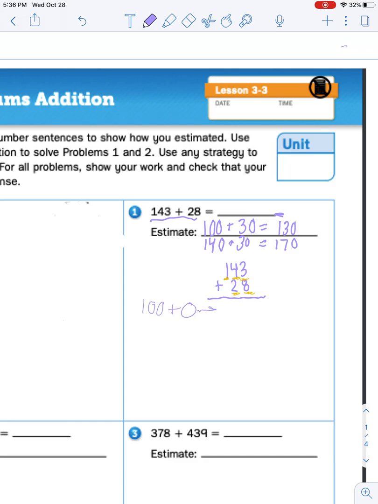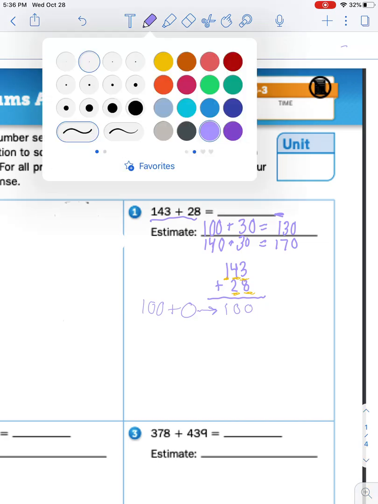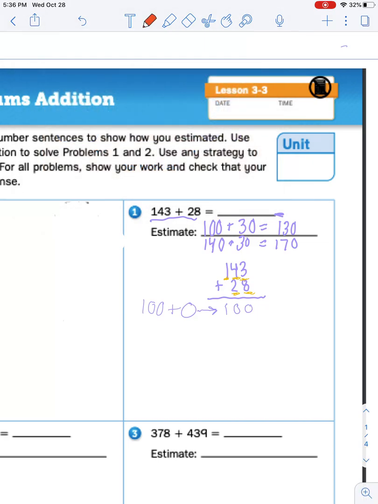And then you want to put an arrow right there instead of an equals sign, because when you put an equals sign, that means that you're done with what you're doing, and we're not done. We've only done one part. All right, so 0 plus 100 equals 100. All right, now we're going to go to our tens place, which is right here.